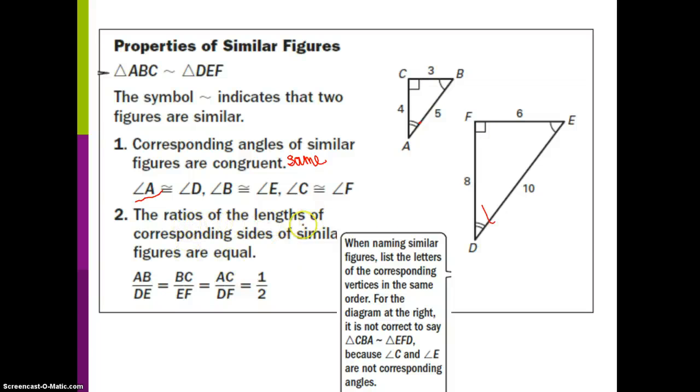The ratios of lengths of corresponding sides of similar figures are always equal, meaning whatever AB is, which in this case is 5, over DE, which is 10, that is set equal to BC. BC is 3, EF is 6. Same thing with AC is 4, DF is 8. You can see all these fractions simplify to 1/2.